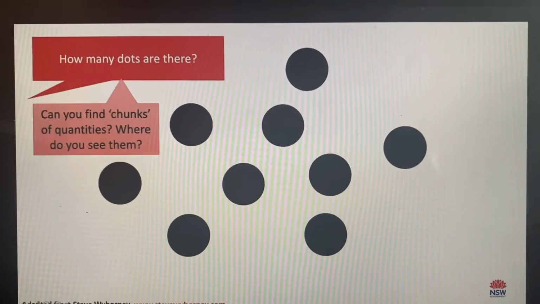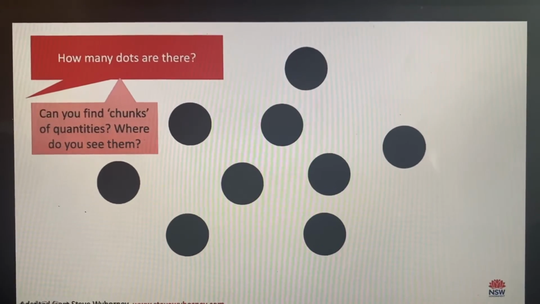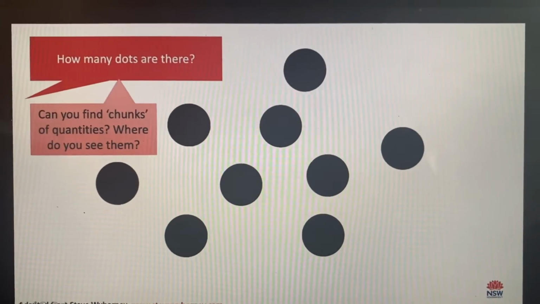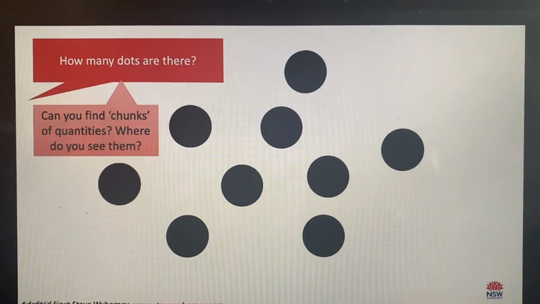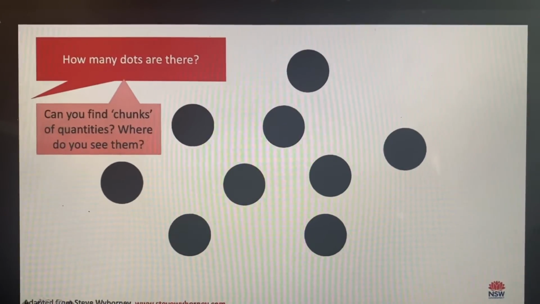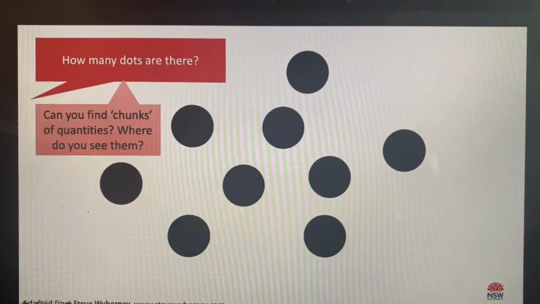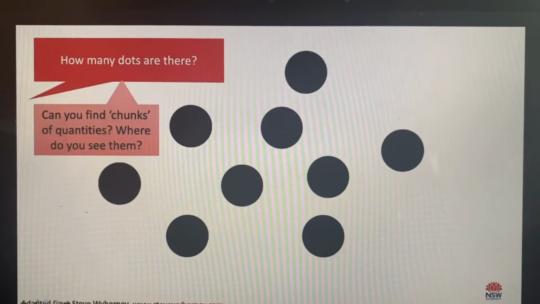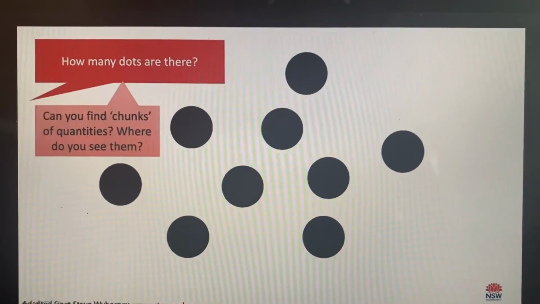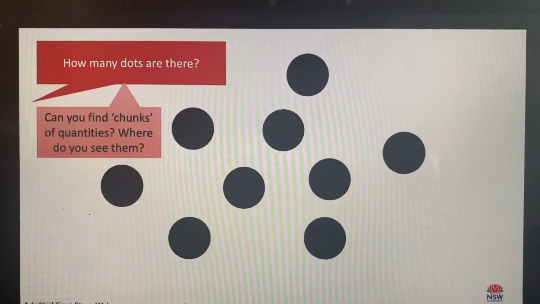So before we show you one way of looking, can you now turn and talk to your partner, or even in your notebook, can you see chunks of meaning inside this collection of 9? And if so, where do you see them? Press pause here and then come back when you're ready.